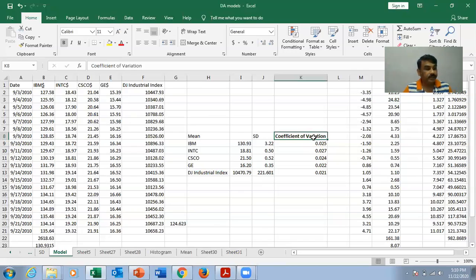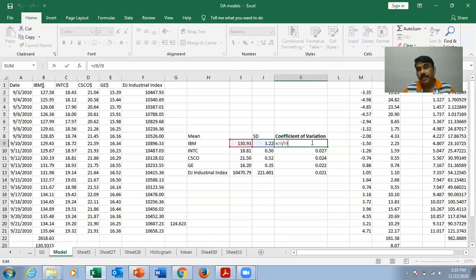Of variation. Coefficient of variation is basically a formula, a value. It means that you divide the standard deviation by the mean. That is already on your screen. I will show you on the particular book also.